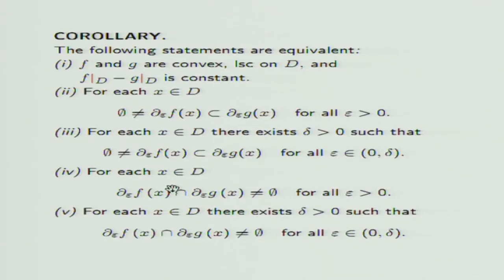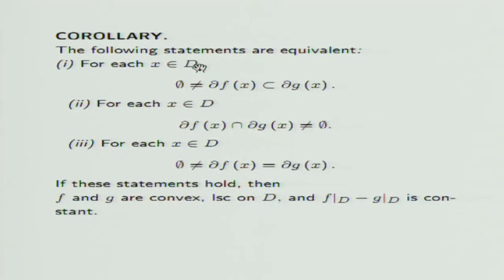The interesting implication here is 5 implies 1. Because just assuming that the epsilon subdifferentials always intersect for sufficiently small epsilon, we conclude it's an integration result. First of all, that the two functions are convex and lower semi-continuous, and then that they are the same up to an additive constant. Also, if you want a result with just subdifferentials, not approximate subdifferentials, then here is the result. Again, this is an integration result because assuming one of these conditions, we get that the functions are convex, lower semi-continuous, and their difference is constant.